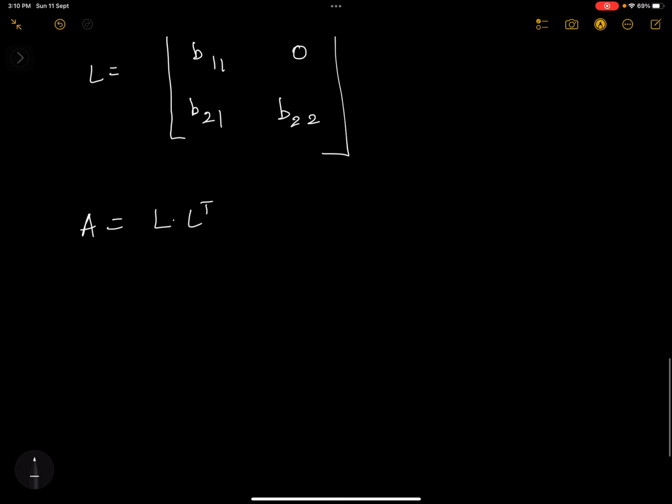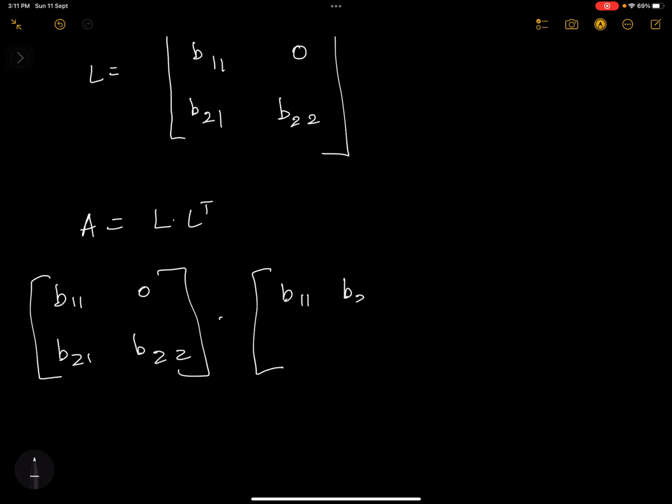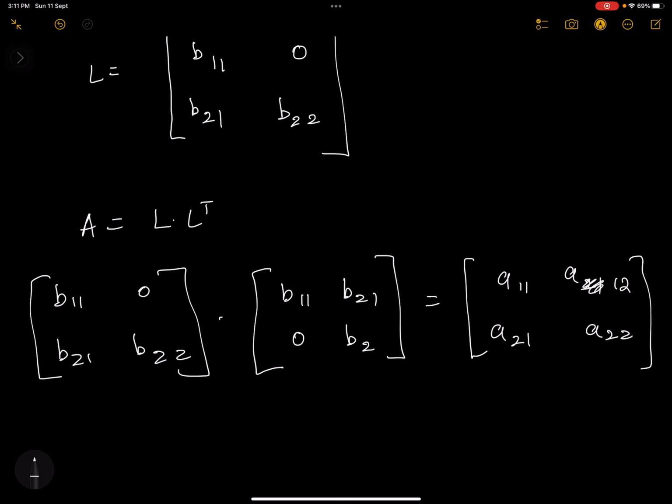So similarly, if I were to simply multiply it out, the product of B11, 0, B21, B22 with B11, B21, 0, B22 should be equal to A11, A12, A21, and A22, right?